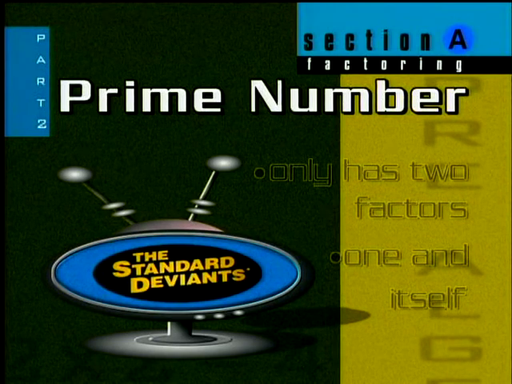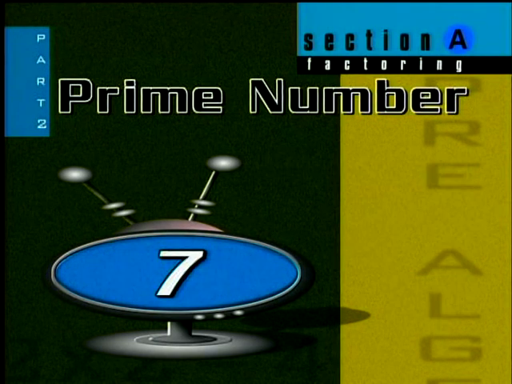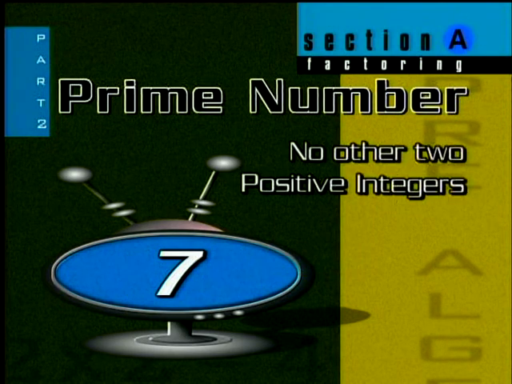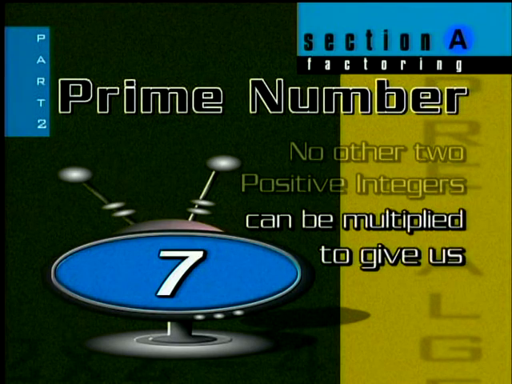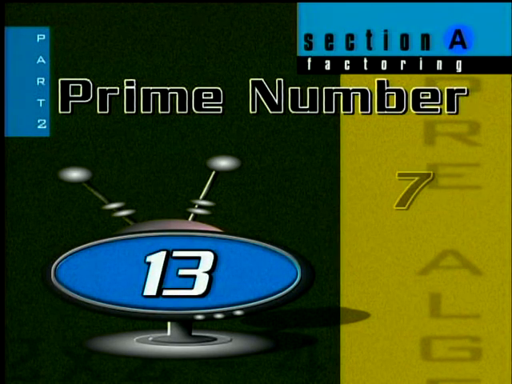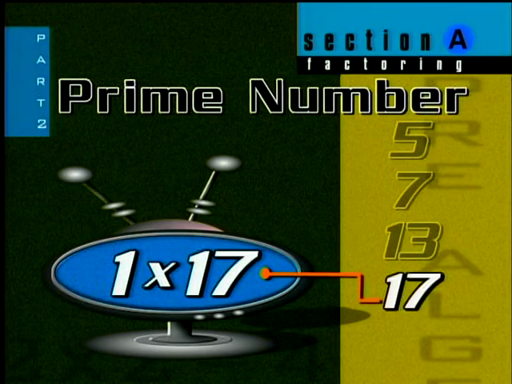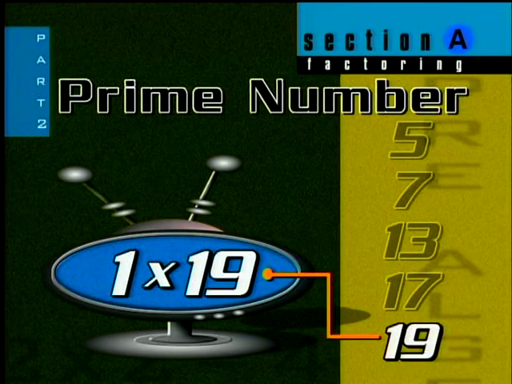A prime number is a number that only has 2 factors, 1 and itself. For example, 7 is a prime number because it only has 2 factors, 1 and 7. No other 2 positive integers can be multiplied together to give us the number 7. Same thing with 13. The only 2 positive integers we can multiply to equal 13 are 1 and 13. 5, 17, and 19 are also prime numbers.